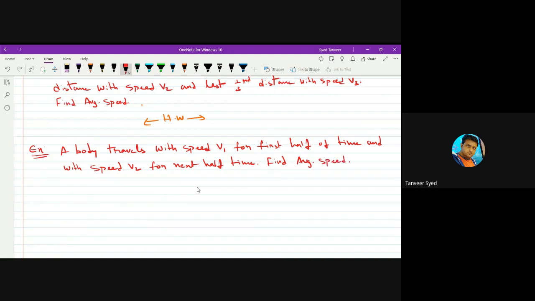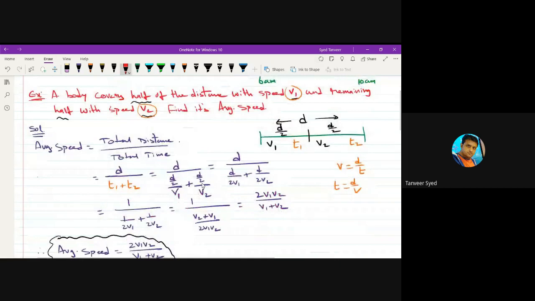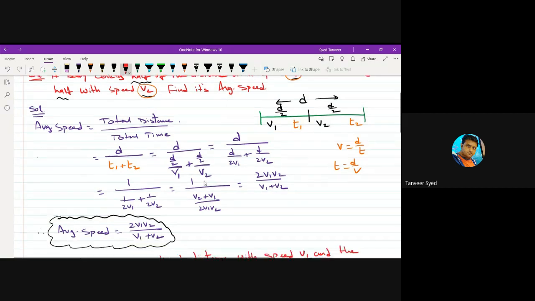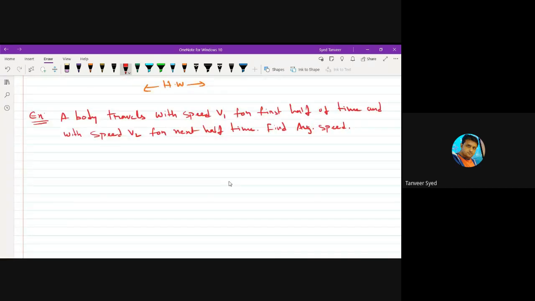First of all, you should understand the question, understand the situation. Body is traveling. Distance is not mentioned in the question. Speed and time are mentioned. First half time with speed v1, second half time with speed v2. If you compare this with the first example, body covers half distance with speed v1, remaining half distance with speed v2. There, distance was divided into two halves. Here, time is divided into two halves. We don't know about distance.